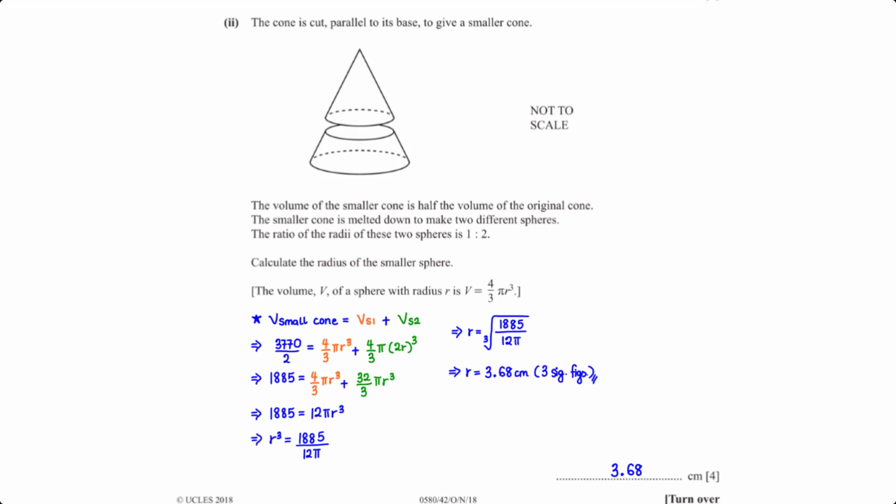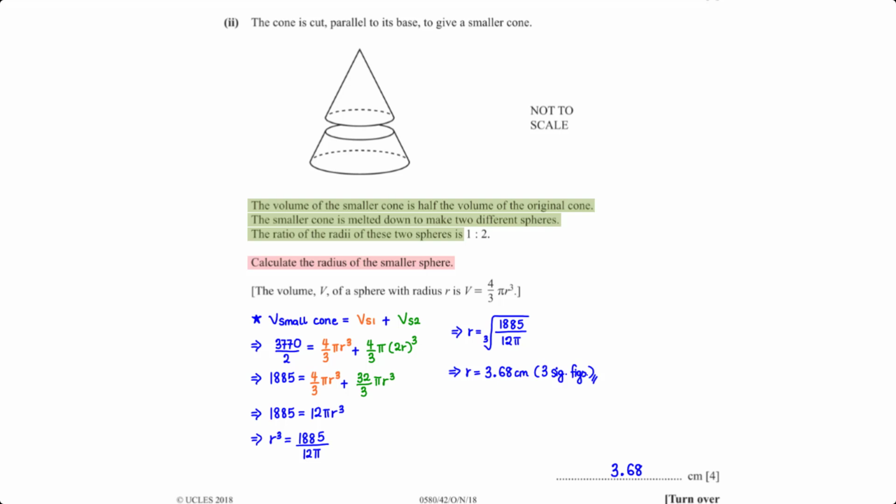The cone is cut parallel to its base to give a smaller cone. The volume of the smaller cone is half the volume of the original cone. The smaller cone is melted down to make 2 different spheres. The ratio of the radii of these 2 spheres is 1:2. Calculate the radius of the smaller sphere.